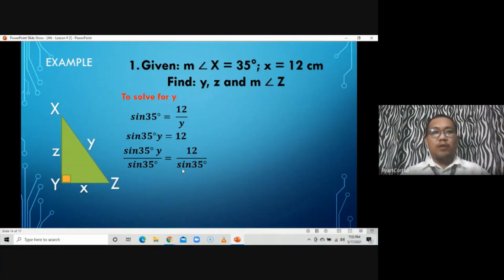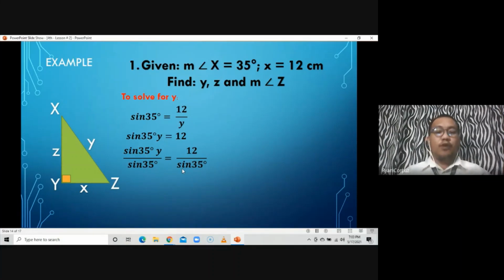Yung iba nakasulat DMS, yung iba naman yung may degree, yung parang quit tapos dalawang ganon. Yung zero, degree sign, isang ganon, tapos dalawa. That's the symbol for DMS. So you just have to press that, then press equal, you'll come up with the value of y.